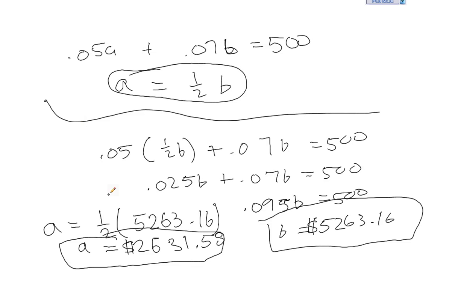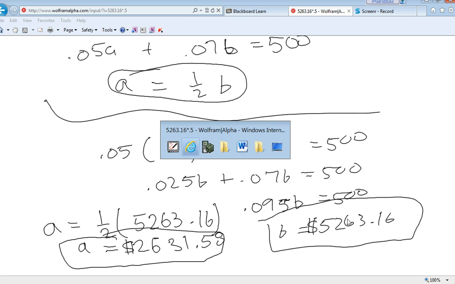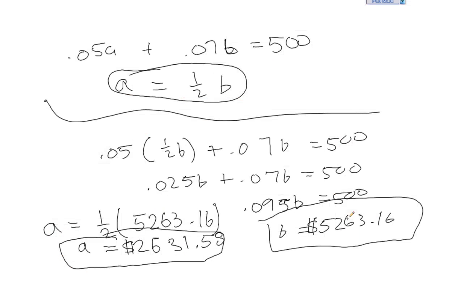So we mentioned that the solution set includes putting $2,631.58 into account A, $5,263.16 into account B. What we'll do now is we'll actually visualize the solution.